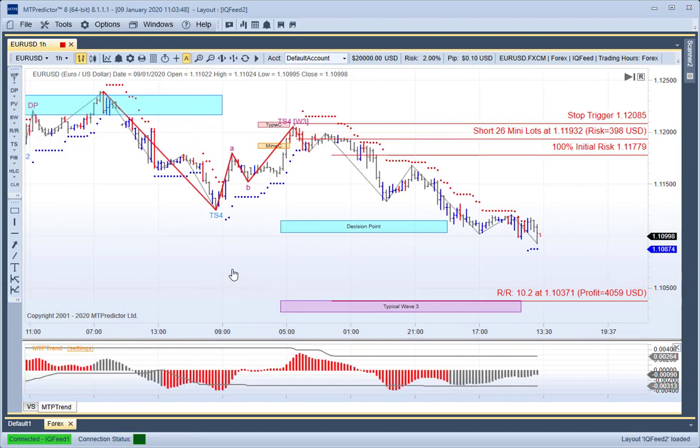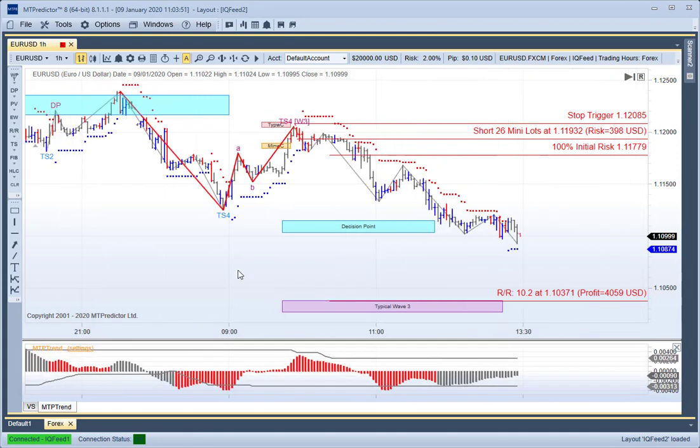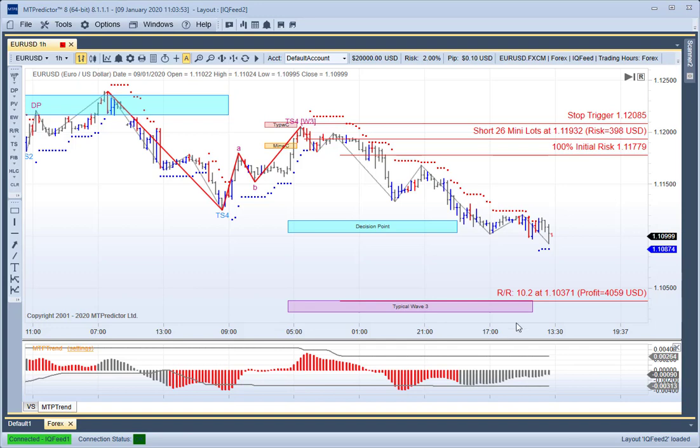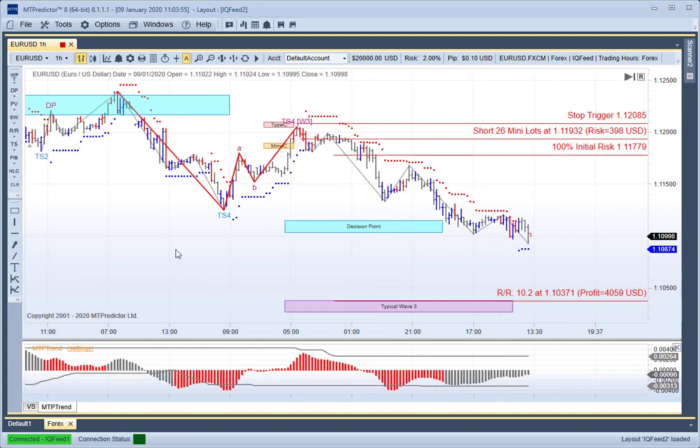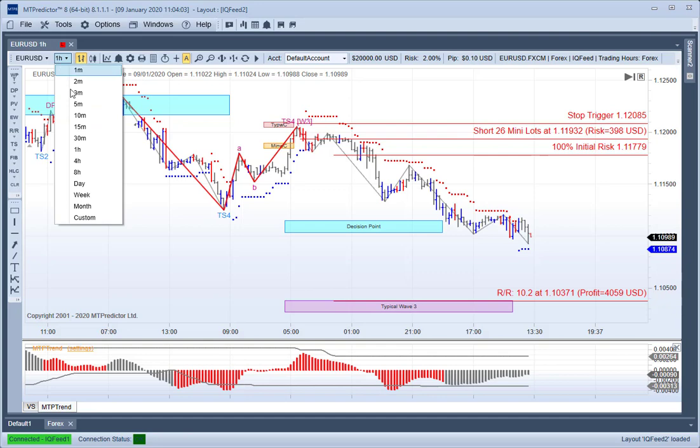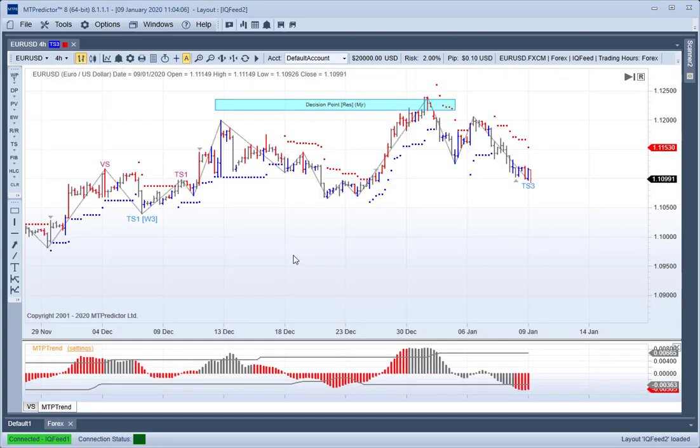But I just wanted to do this video just to show a trade setup that's in the process of unfolding. It hasn't got to the target yet, particularly because it was a wave 3 or W3 trade setup, and that's one of our favorite trade setups at MTPredictor. So remember, the whole lot was set up by starting on the higher time frame chart, placing our DP support and resistance areas out there in advance.